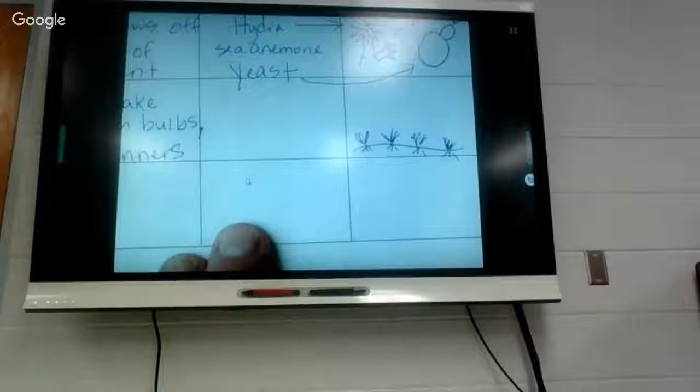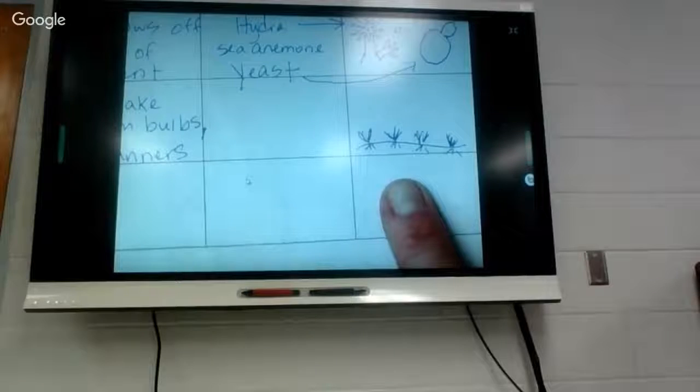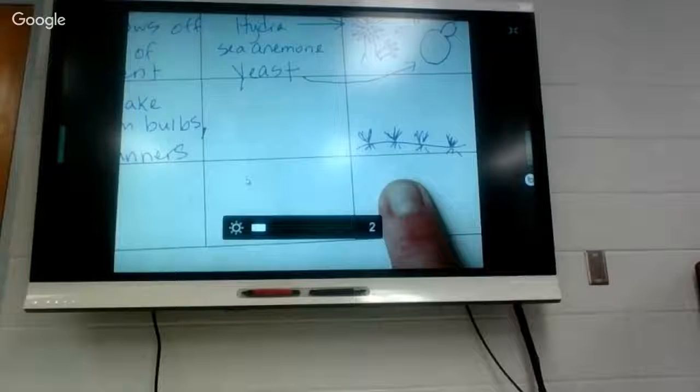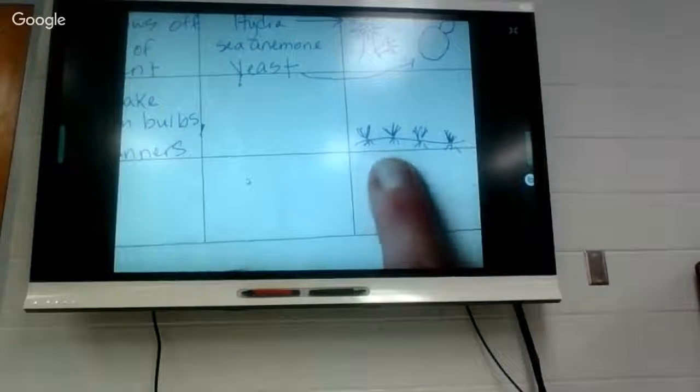Strawberry plants grow the same way. Ivy, do y'all know what ivy is? Ivy is one of those plants that grow up, like poison ivy. Any of those that climb, they all have these little runners like that.